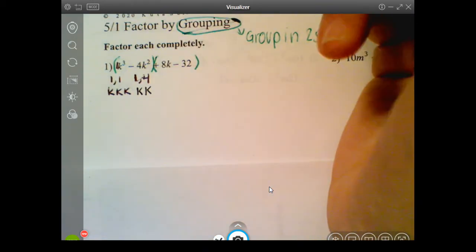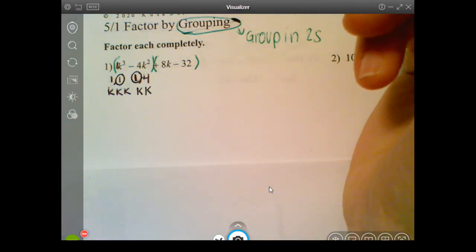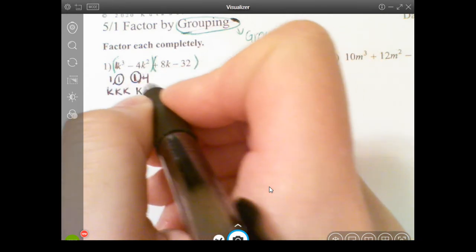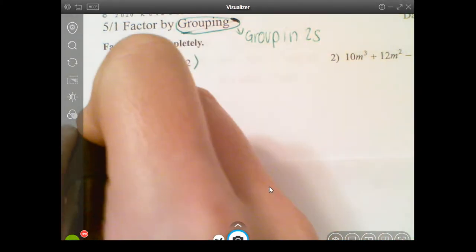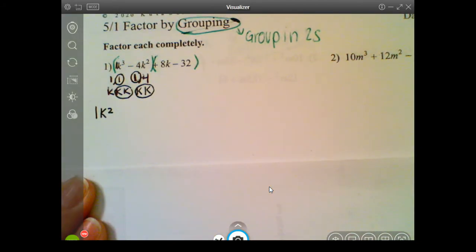So if I look for the biggest number they have in common, the biggest number is 1, so I'll circle it. For the most variables they have in common, I go to the smallest one, which is K to the second. So it has 2 here, so I can circle 2 here. That means what this one has in common is 1K to the second. That's its greatest common factor.